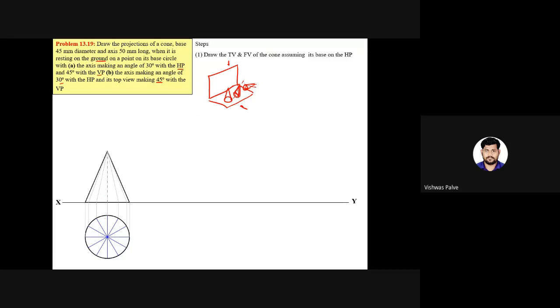Okay. So any difficulty in the stage 1, the object is resting in horizontal plane, right? And we are going to draw its top view and front view. Top view will be the same true shape because it is resting on horizontal plane, and the front view will be the triangular shape. Okay. Now we have to tilt this object when the axis make an angle 30 degree with HP. Now where is the axis? Can you see this line? Right. This line is nothing but the axis. Okay.